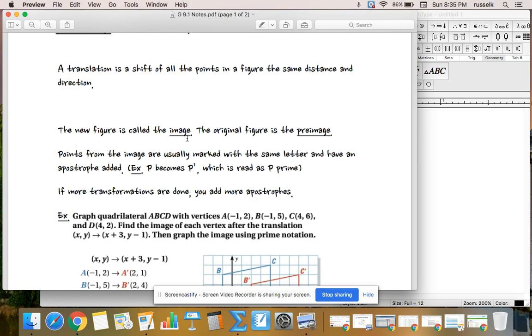The new figure that we get is called the image, so the ending points are called the image. Our original figure is called the pre-image, so pre meaning before. Be careful when you're reading problems to see whether they're giving you the pre-image, what you start with, and then do the transformation, or are they giving you the image and asking you to work backwards to find the pre-image. Most of the time you'll start with the pre-image and work to the image, but they do like to change that up every now and then.